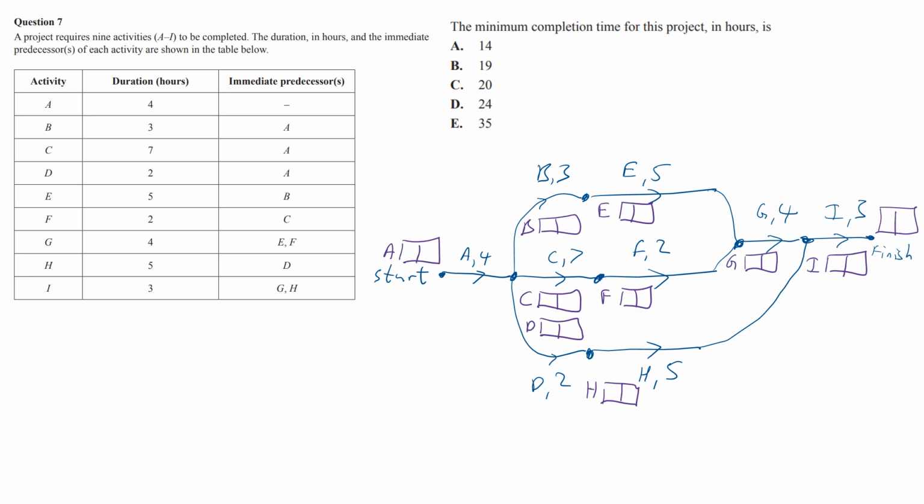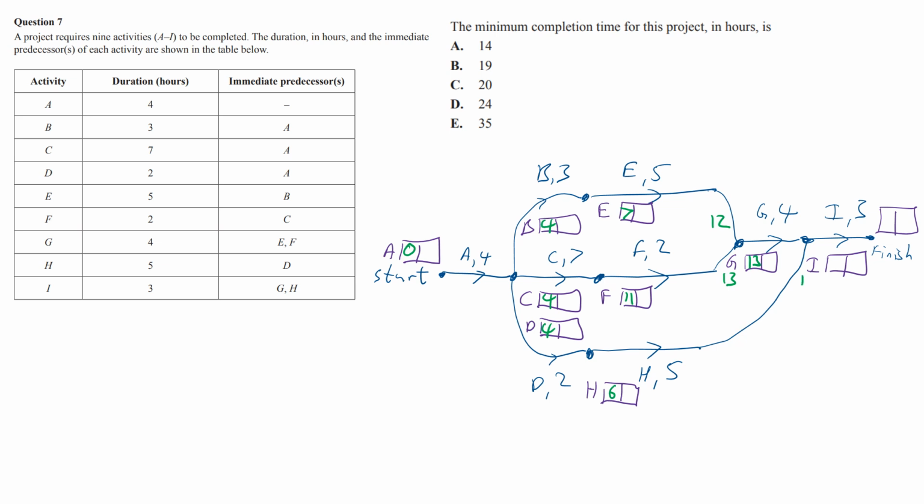Okay, so just going to do my forward scanning. This is 0. Now B, C, and D all get 4, because A is 4. Then across the top here, 4 plus 3 gets me 7. Then 4 plus 7 gets me 11, and here 4 plus 2 gets me 6. Back across the top, 5 plus 7 is 12, 2 plus 11 is 13. I choose the highest number, 13.